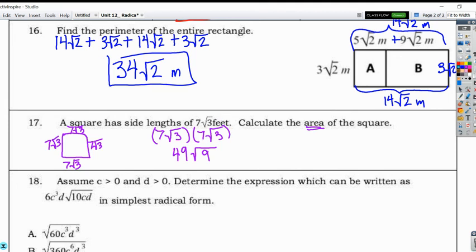I hope you recognize the square root of 9 is a perfect square. That's equal to 3. So you're actually taking that 49 times 3 for this. You're going to come out with 147, and if we're talking about area, that is square units. So in this case, this is square feet.